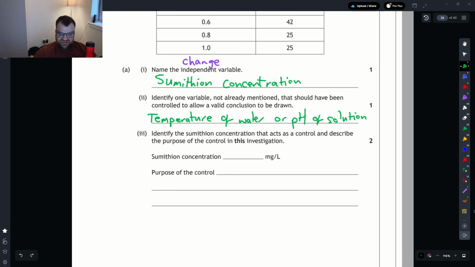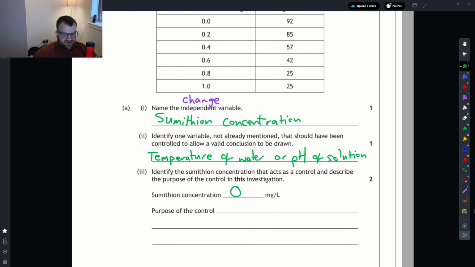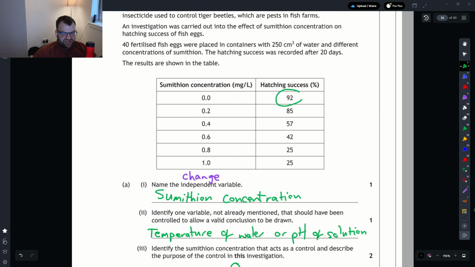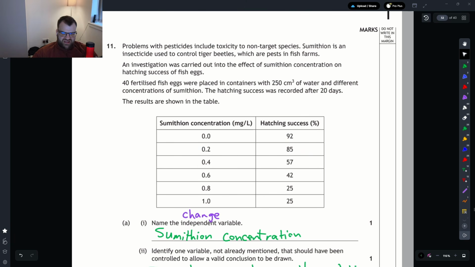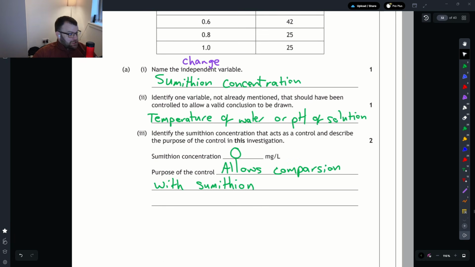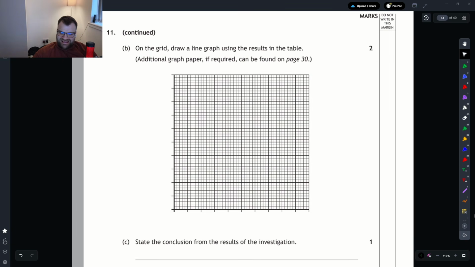Which one acts as a control? Well, that's going to be 0. Have we got a 0? Yes. What happens when there's not any insecticide added? So it allows us to see everything left alone. Here's what we usually get. And now we can definitively say that any concentration of the summethion has decreased the hatching success. So it kills off the tiger beetles, but it could also harm the hatching. Interesting.